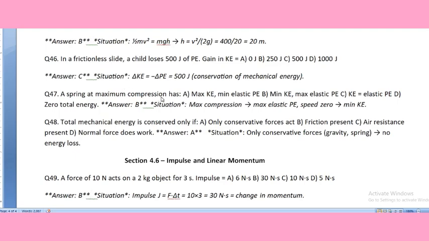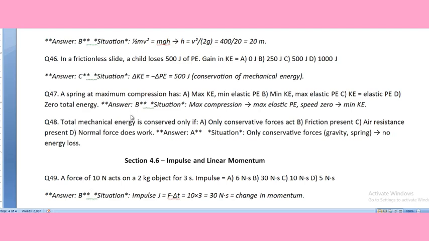Question number 47. A spring at maximum compression has: choice A, maximum kinetic energy, minimum elastic potential energy. Choice B, minimum kinetic energy, maximum elastic potential energy. Choice C, kinetic energy equal to elastic potential energy. Choice D, zero total energy. From the given, in this situation, maximum compression means maximum elastic potential energy. Speed is zero. Due to this, minimum kinetic energy.